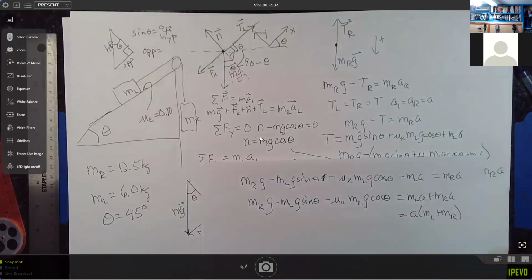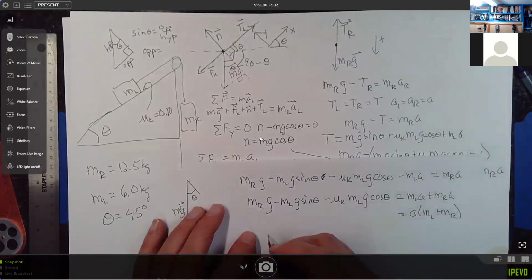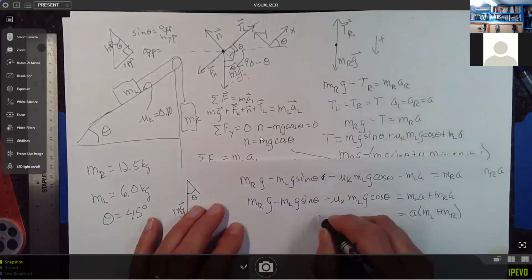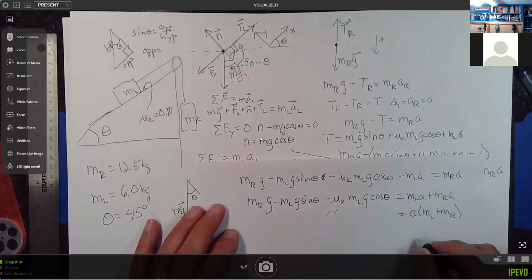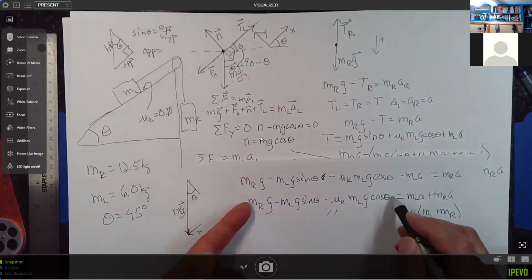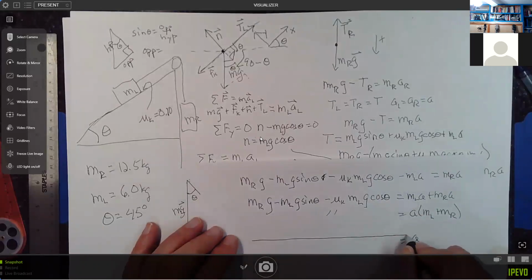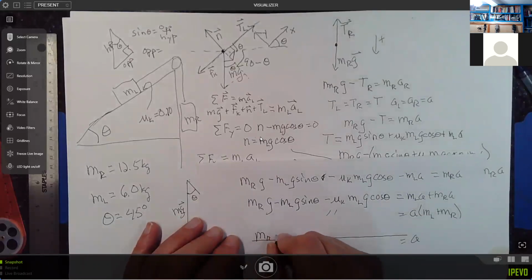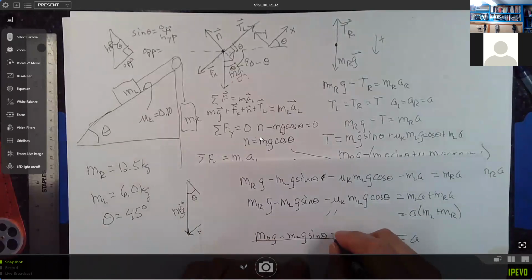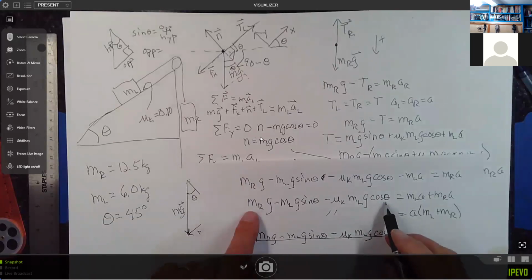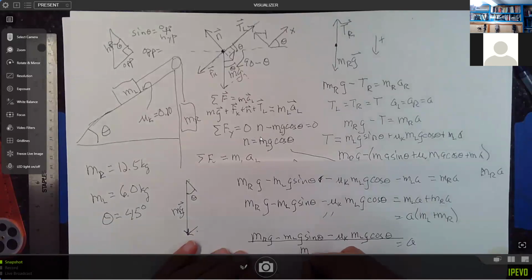And now what? Solve for a, I guess. And this side is just repeated here. So a will end up equaling all of this stuff, a big long fraction: m sub r g minus m sub l g sine theta minus mu sub k m sub l g cos theta. That's my left side, divided by m sub l plus m sub r.